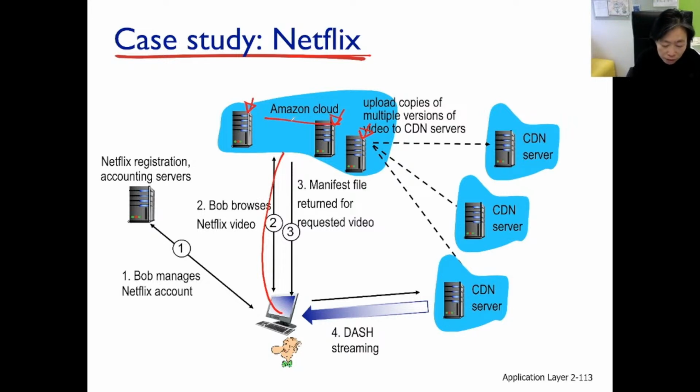Now, once Bob has decided on watching a video, then in step 3, the manifest file of that video is returned to Bob. And Bob will begin to fetch the video from the physical machine Amazon has set up to store that particular video, somewhat close to Bob. Last, the CDN server begins to stream the video using DASH over HTTP.